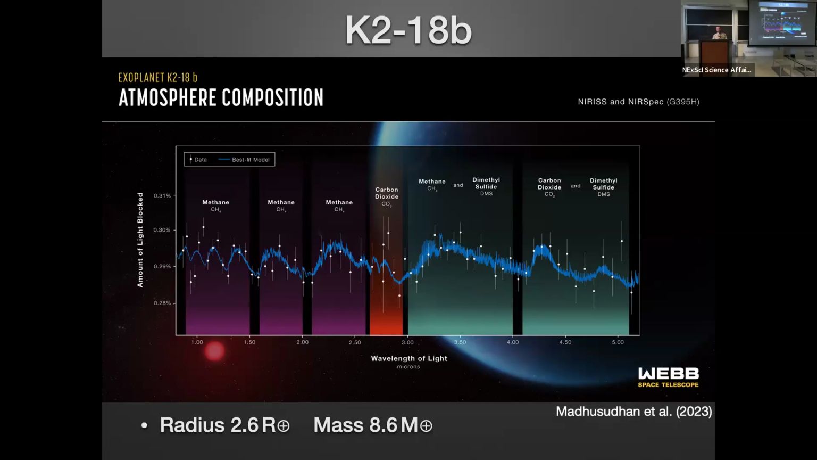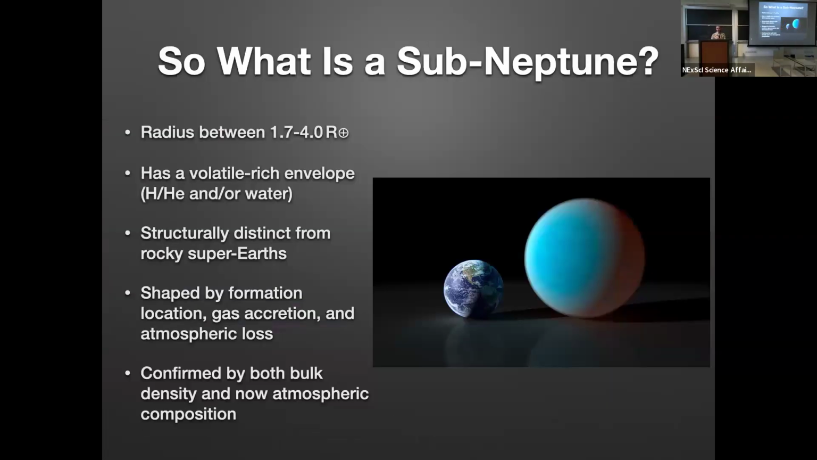So this just adds another dimension to the diversity of sub-Neptunes that we're seeing. I've only shown 3. I think Joanne's going to go into a lot more detail on the atmospheric results from JWST, and we'll see some more of these. But it's just 3 examples that show how diverse this planetary population really is.